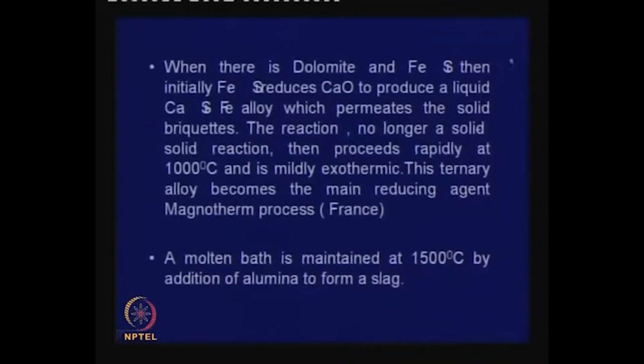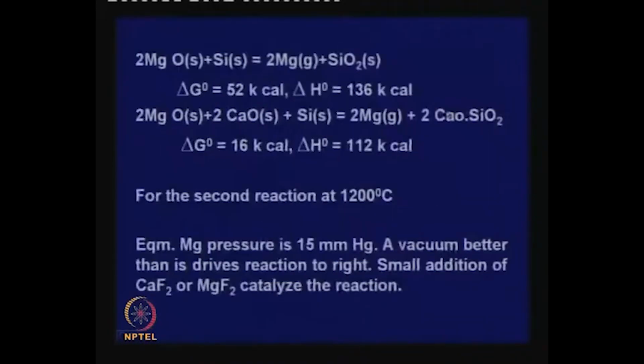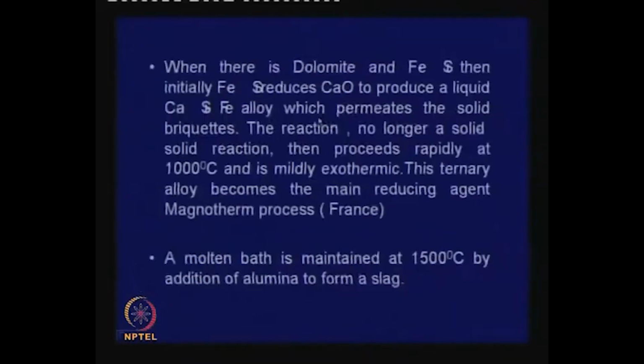We have talked about the mechanism, how it takes place. You might think it is a reaction between a solid and a solid, which is not true, because solid-solid reactions cannot be very efficient. How often do solid particles come in contact with each other? The surface of contact is very small, but essentially it is a reaction of a solid with a liquid. Initially, the iron reduces CaO to produce a liquid calcium, and a liquid calcium-iron alloy permeates the solid briquettes, and that is where the reaction takes place. It is not a solid reaction.